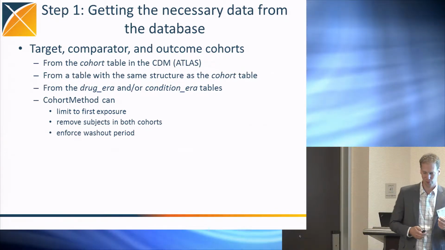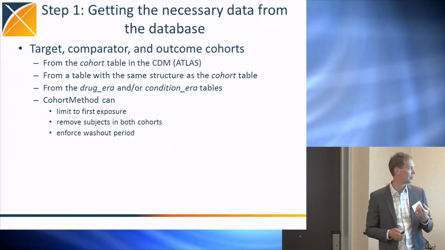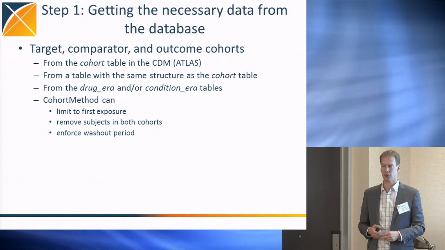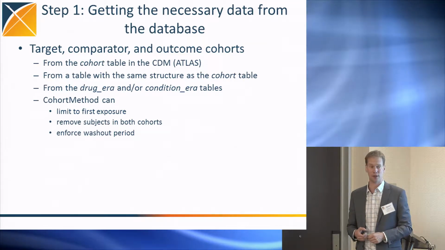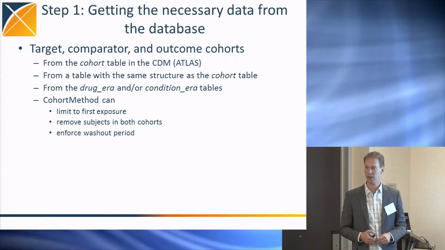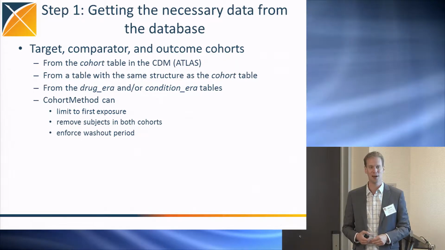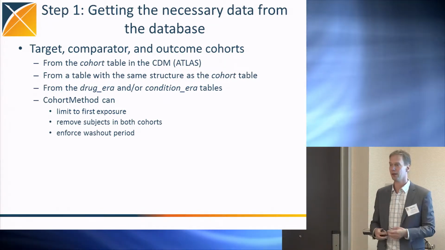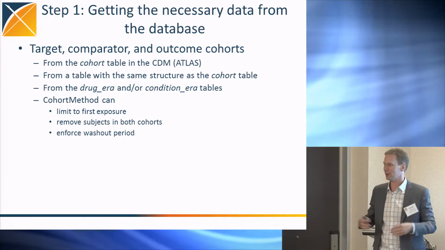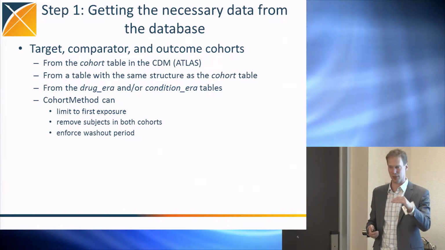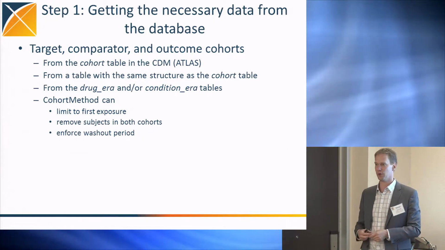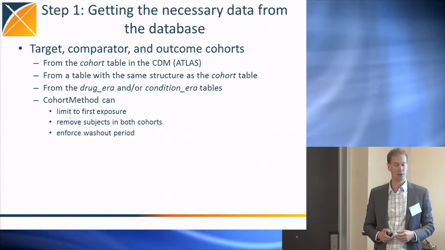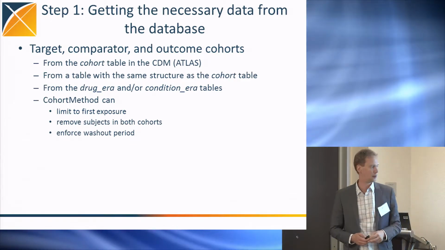Also, if your cohorts are very simple, your T or your C, your target or comparator, you could actually just use the standard eras that are generated in the drug era table in the common data model. So I hope everybody's familiar enough with the common data model that there is a table called drug era, and there's also a table called condition era, and these contain standard drug eras. In this case, specifically at the ingredient level, it creates eras of exposure for people. And so you can also use those to define your T, your C, and even your O if you go to the condition era table. And this is supported by the package.